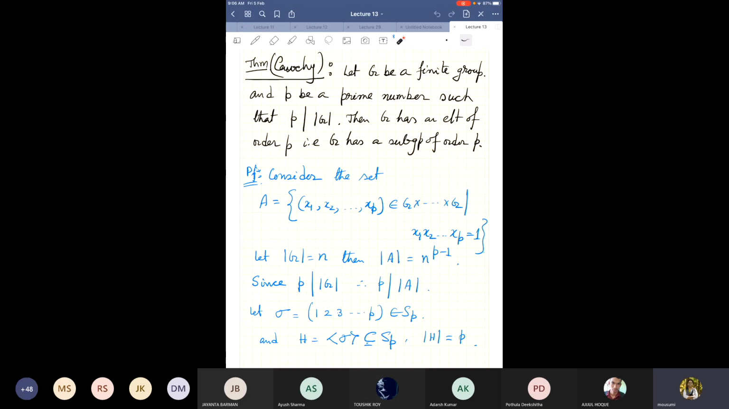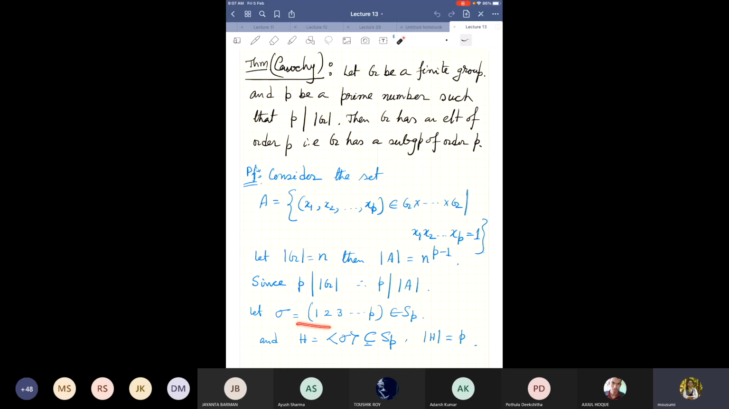So for that, what I have done, I have considered this set, such that this is the relation among the elements, and I have considered, say, the order of the group is n. Then what will be the cardinality of this set? We have observed each of them has n choices and the last one is fixed by this relation. Therefore, it will have n to the power p minus 1 choices. Now, P divides the order of G, therefore P divides the cardinality of the set A.